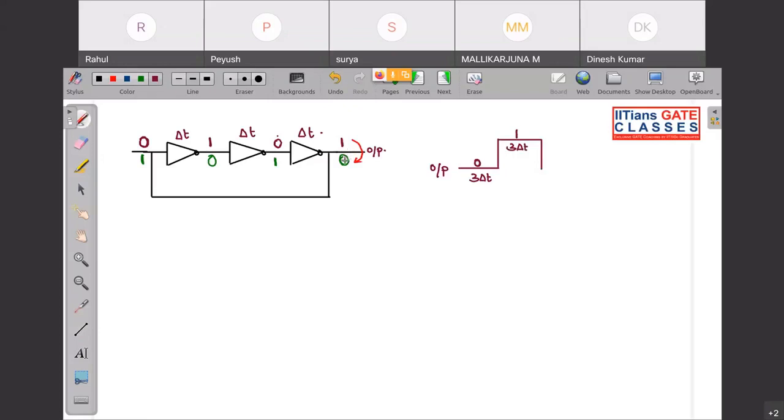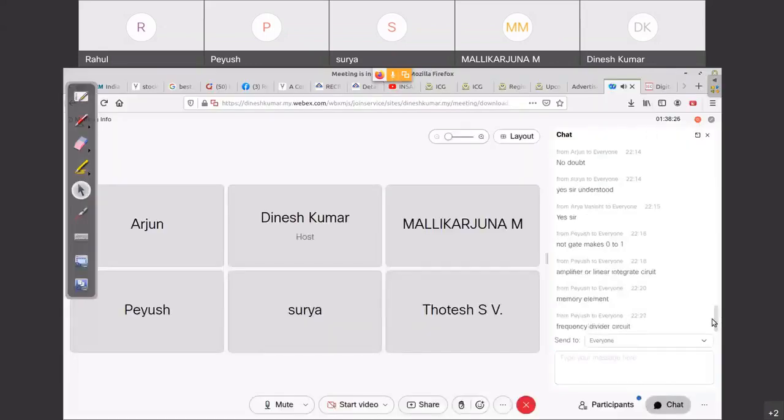Now look again, this 0 is fed back over here. This 0 will be converted to 1, 1 to 0, and again to 1 after 3 del t, and this cycle will keep on going. Okay, what is this now? What is this waveform? Frequency divider circuit. Yes, you can say, very good. Frequency divider circuit.